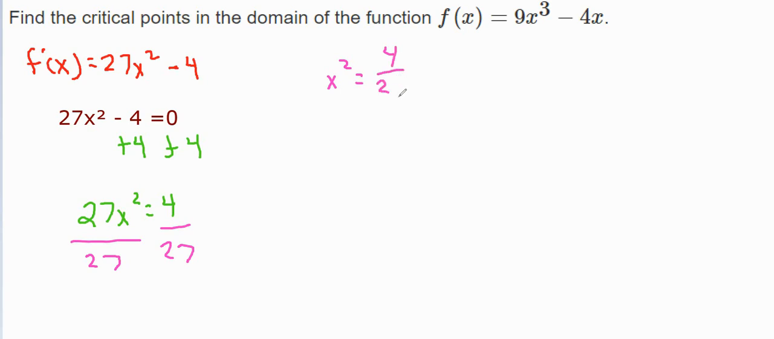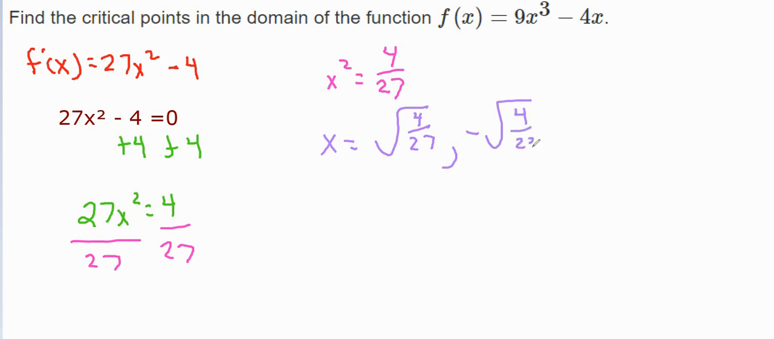And here's the quote-unquote tricky part. You just have to remember that when we take the square root, we're going to have two answers to this. We have a positive version of the square root of 4 over 27, and we also have a negative square root of 4 over 27.